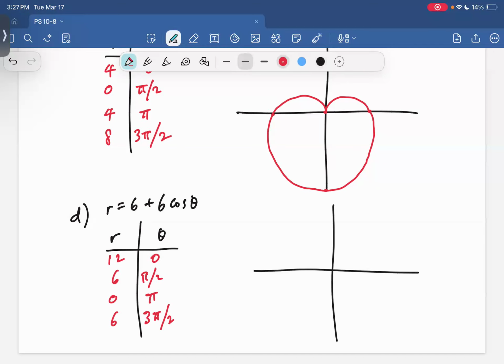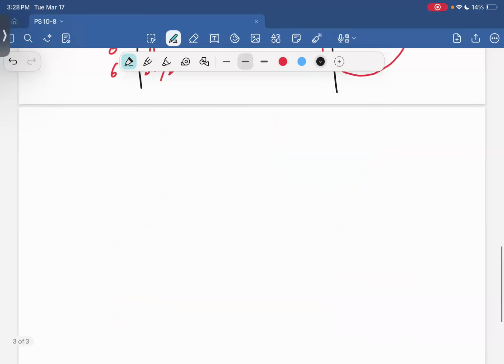So graphing that, 12, 0 is right there. 6, pi over 2 is here. 0, pi is there. And 6, 3 pi over 2 is there. It's not the best. So that's our cardioid graph.